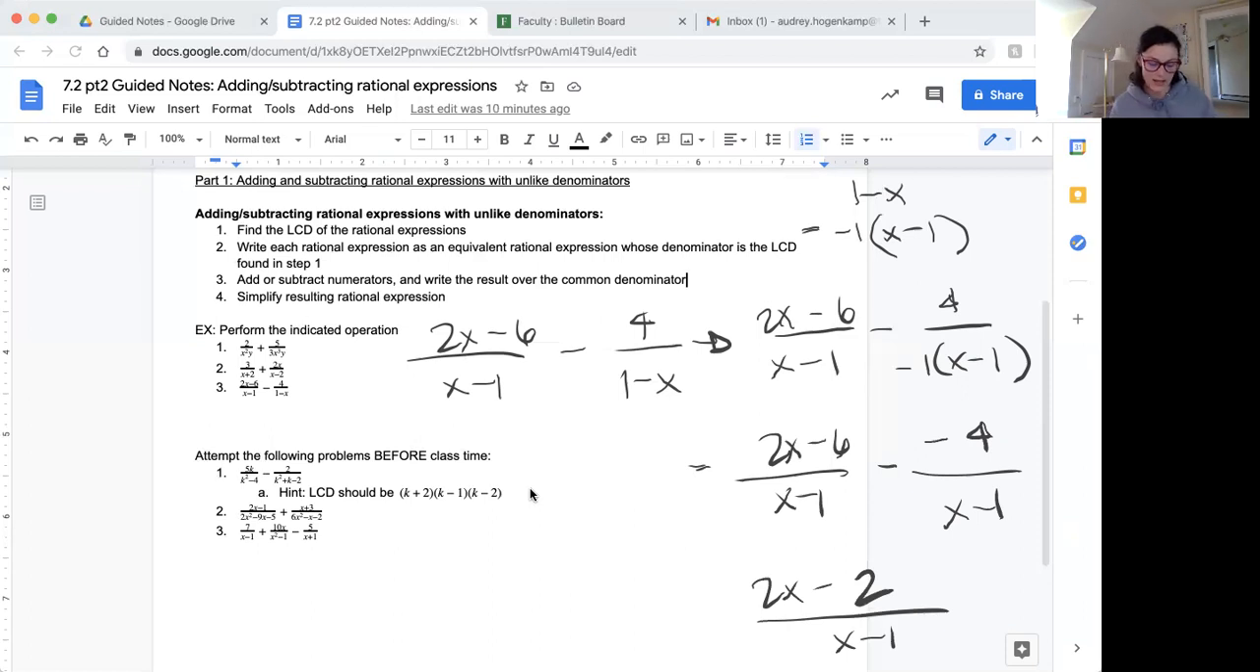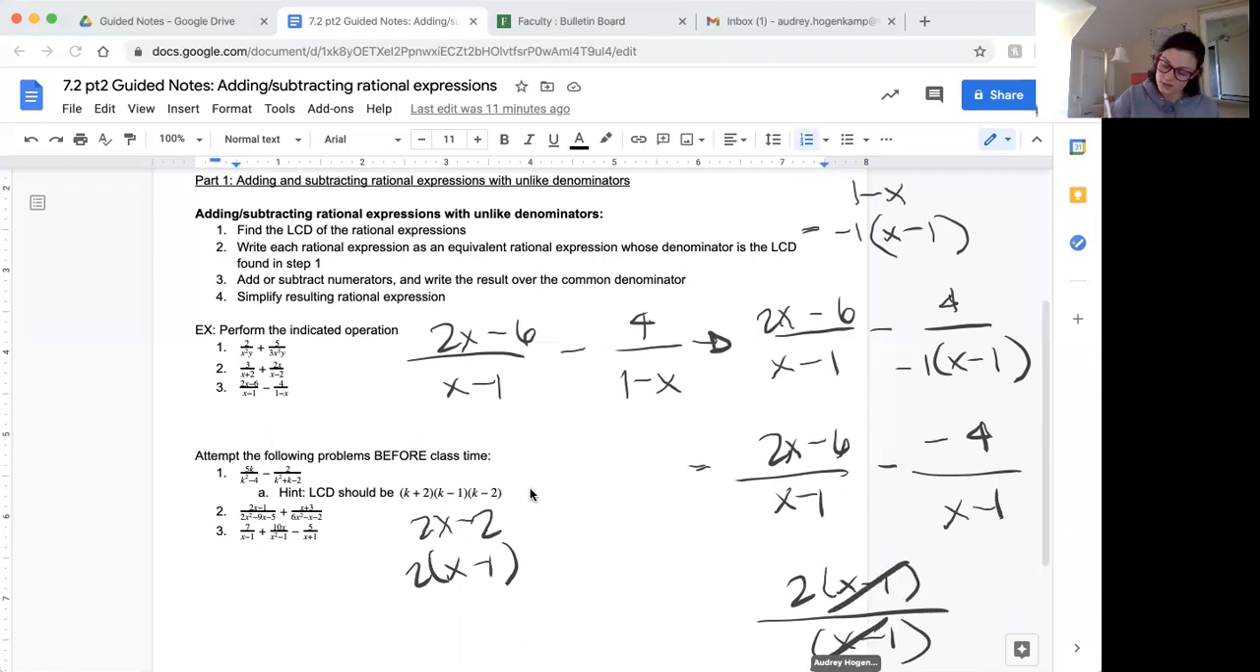And now my last step is to simplify, right? So 2x minus 2 actually can be factored, right? We can factor out a 2, and then we're left with x minus 1. So if we rewrite our numerator even more, we're going to have 2 times x minus 1. And now we have multiplication in our numerator, and we have common factors in both our numerator and our denominator, which are going to in fact cancel. So my final answer for 2x minus 6 over x minus 1 minus 4 over 1 minus x is just 2. All that work just to get 2 for an answer.